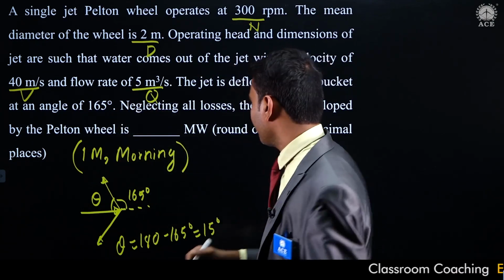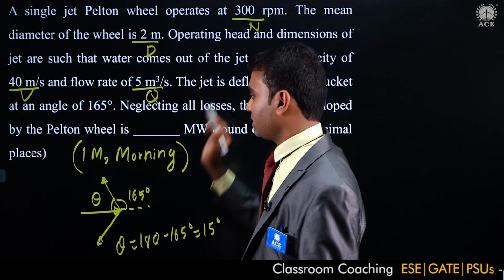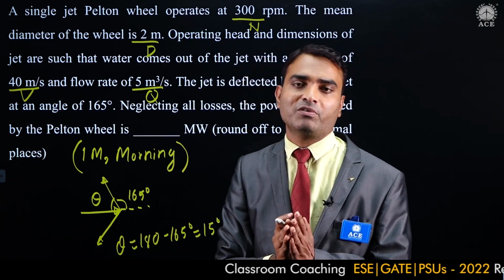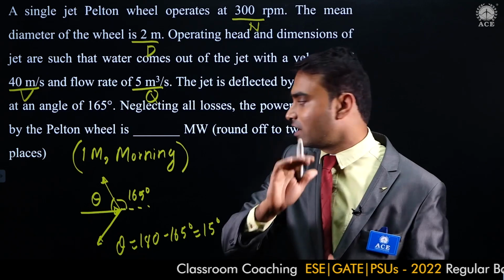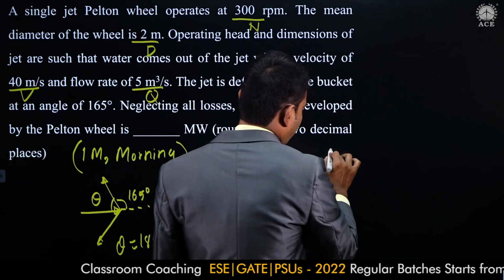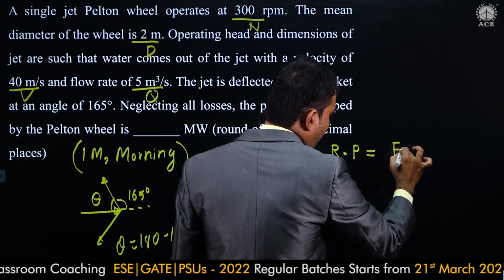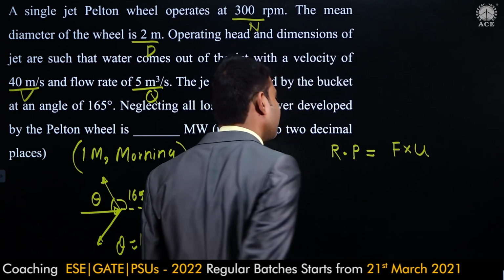So what do we have to find here? We have to find the power developed by the turbine by neglecting losses. Neglecting losses means we have to find the theoretical power. Theoretical power means runner power. So what is the formula for runner power? Runner power is equal to impact force into bucket speed.